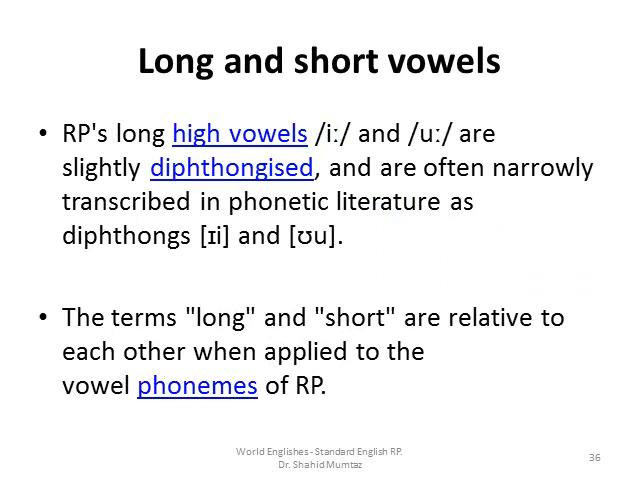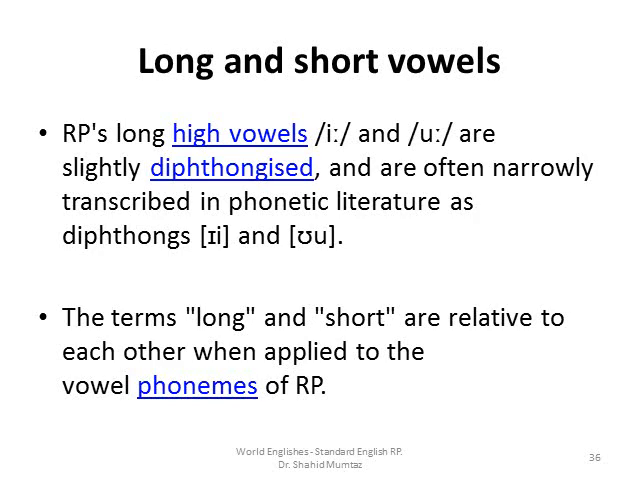So long and short vowels. RP's long high vowels I and U are slightly diphthongized. They are like a diphthong, two vowels together giving one sound, and are often narrowly transcribed in phonetic literature as diphthongs, I and U, like this. So in phonetic literature they are transcribed in this form, not like here. You see.